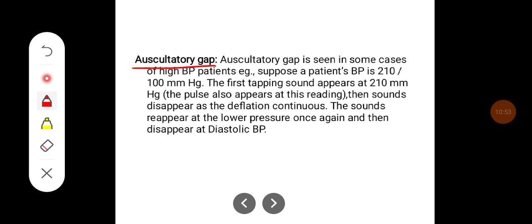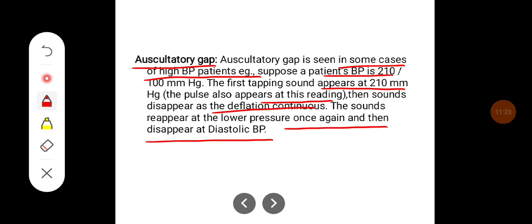Auscultatory gap. The auscultatory gap is seen in some cases of high blood pressure patients. For example, suppose the patient's BP is 210 by 100 mm Hg. The first tapping sound appears at 210 mm Hg, that is, the pulse also appears at this reading. Then the sounds disappear as the deflation continues. The sounds reappear at a lower pressure once again and then disappear at diastolic blood pressure.